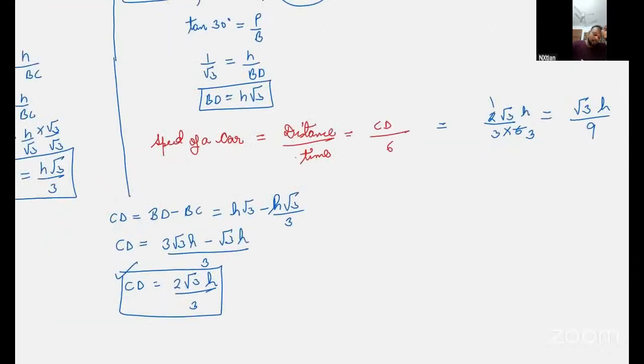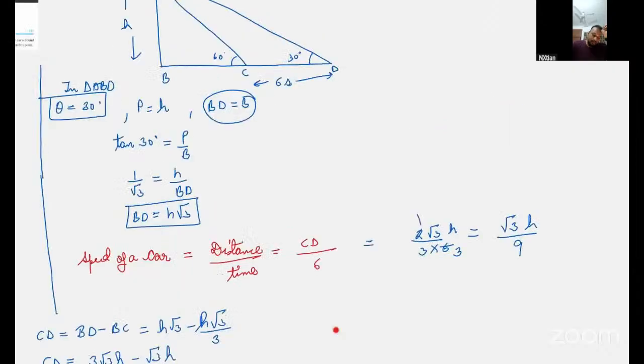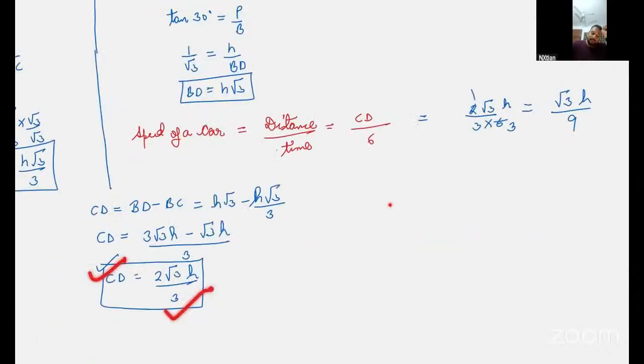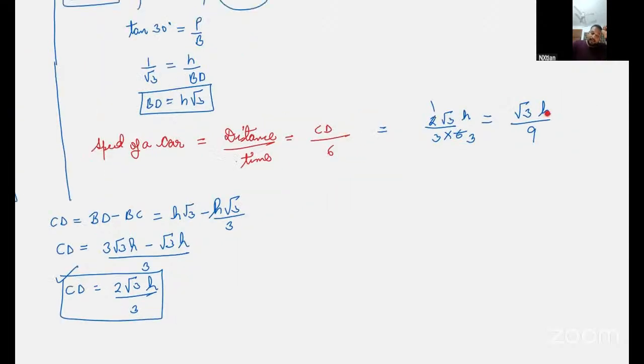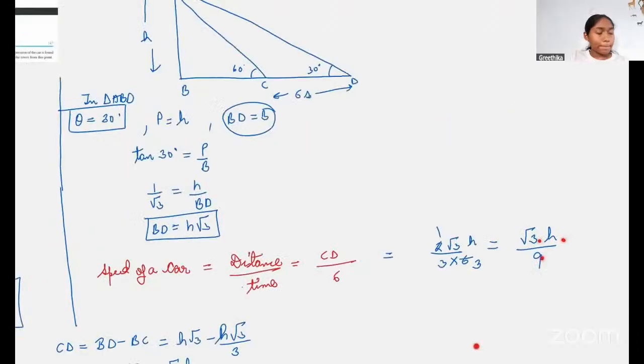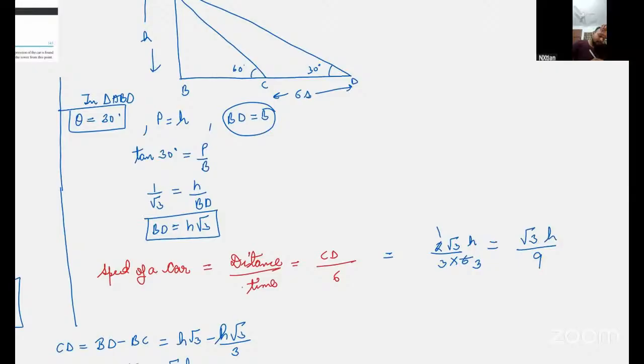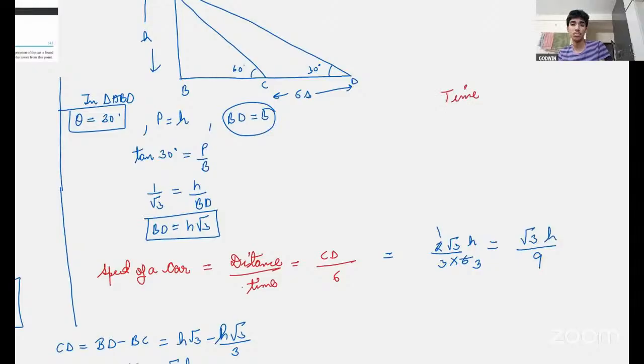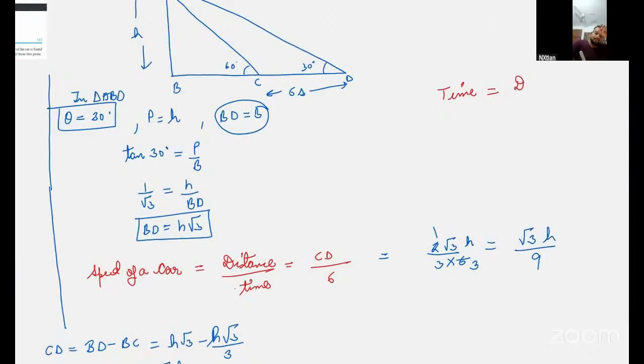I got the CD distance, which is 2 root 3 by 3h. I just put the value into this, and when I solve it, I got the answer as root 3h by 9. Now I have to calculate the time. What is the formula of time? Time is equal to distance upon speed.